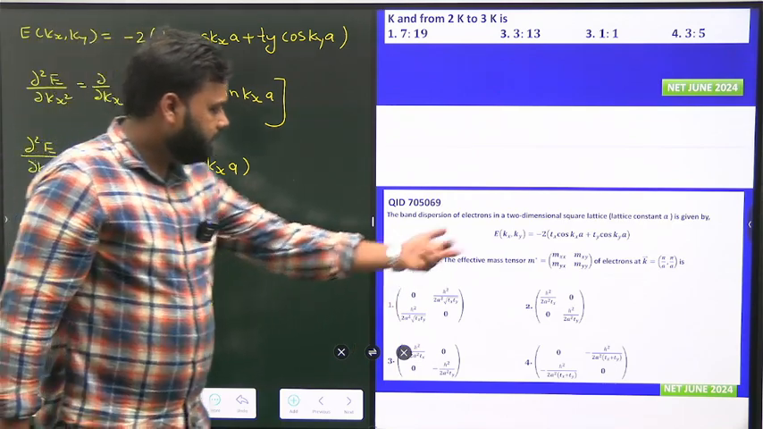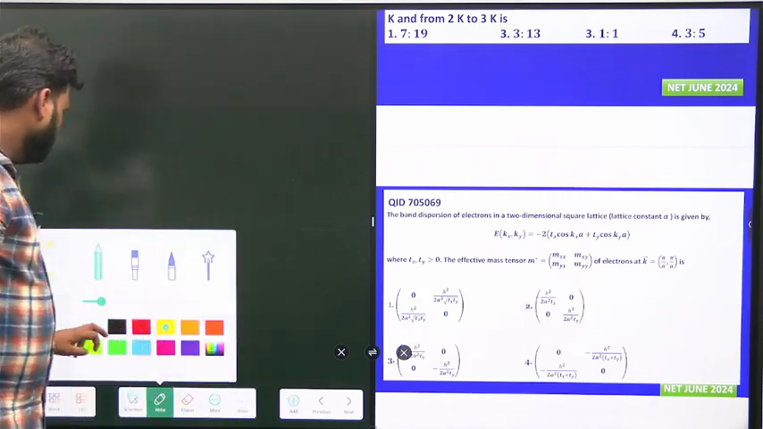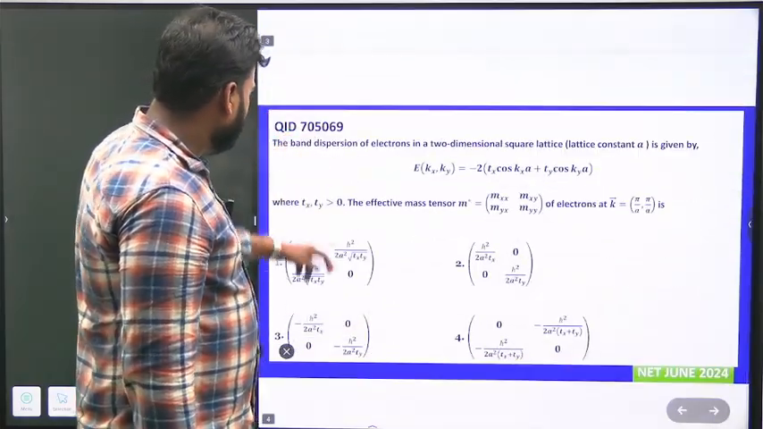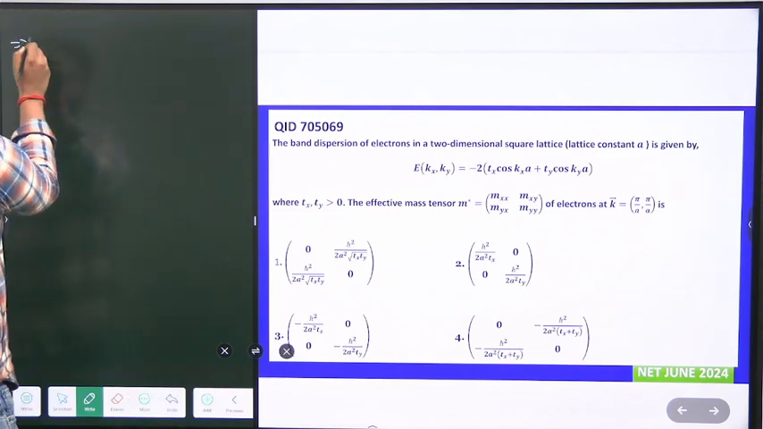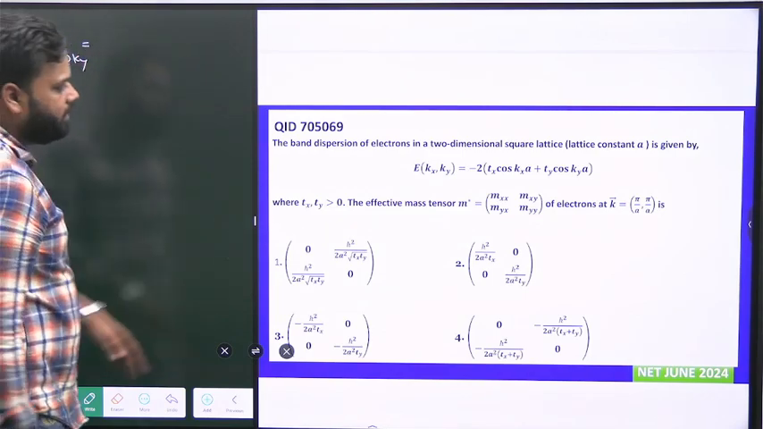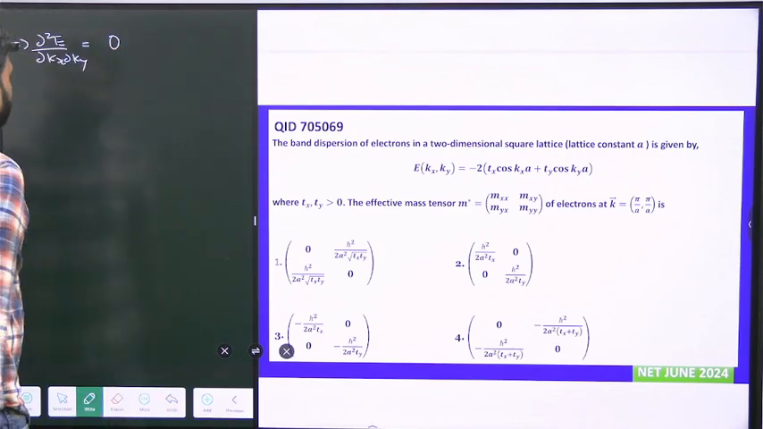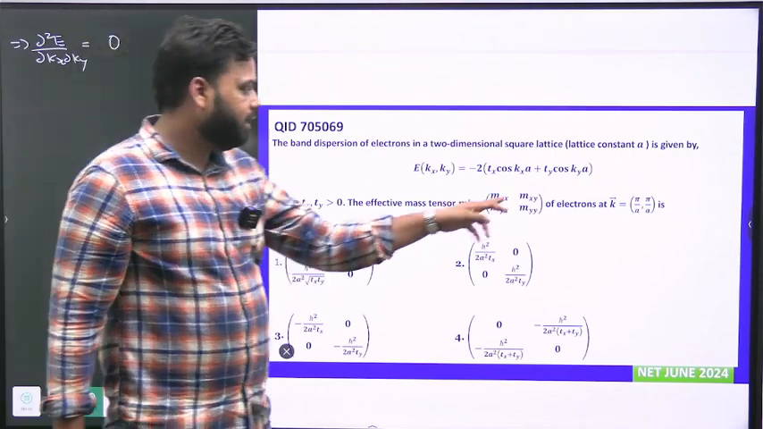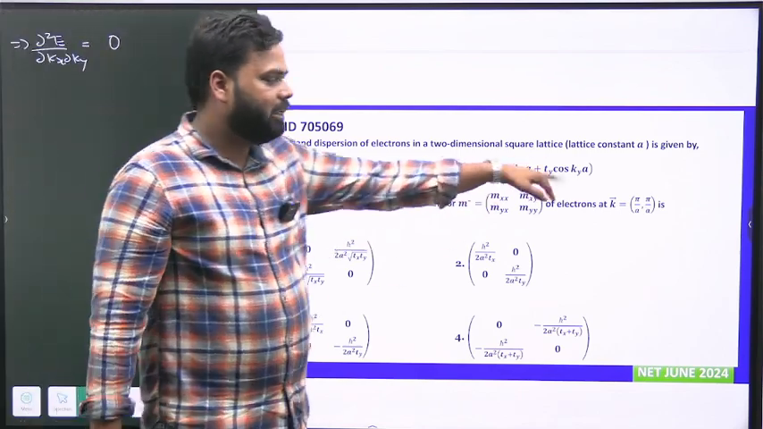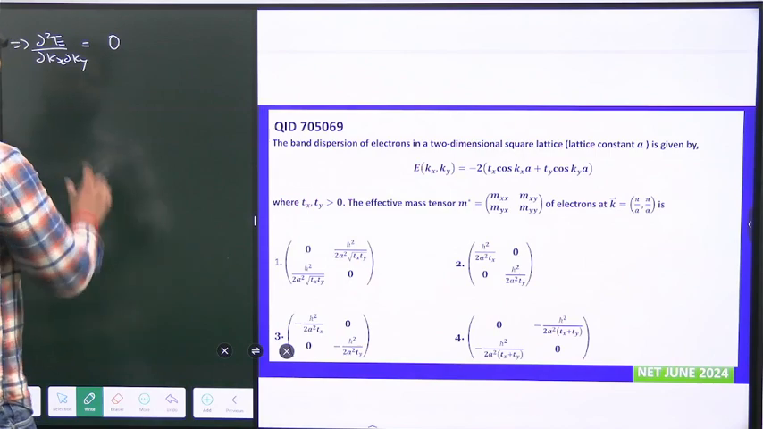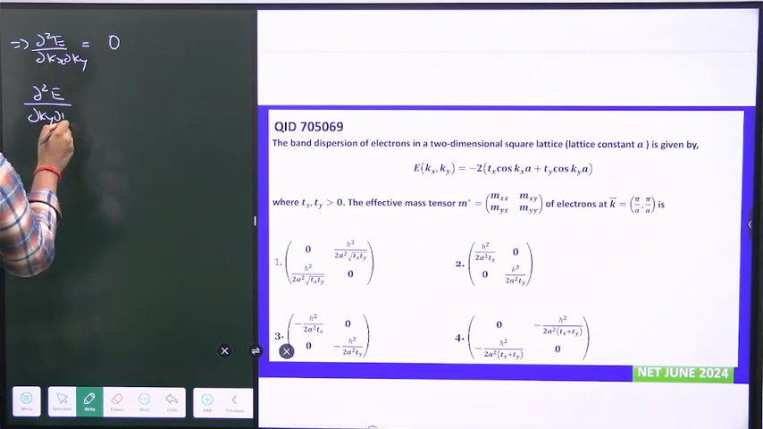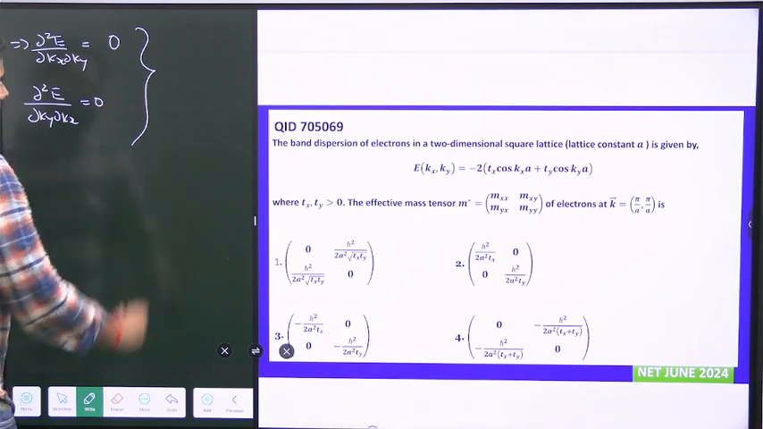Okay. Now similarly, let's find out the second term. You can solve it by yourself also. If you find this value, that is del 2E by del kx del ky, for this dispersion relation you will get 0, right? Because first you differentiate with respect to ky, then this kx will become 0, and then when we differentiate with respect to kx, ky itself becomes 0. Then overall this value will become 0. And similarly, this value del 2E over del ky del kx will also be 0, right? The third term will also be 0.